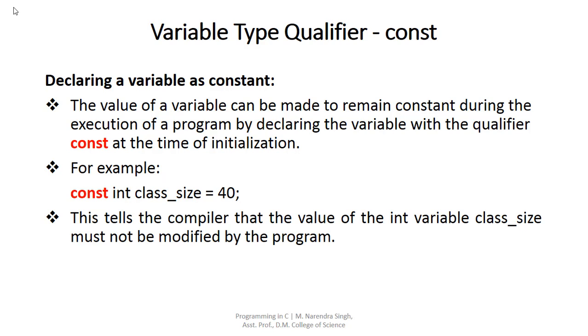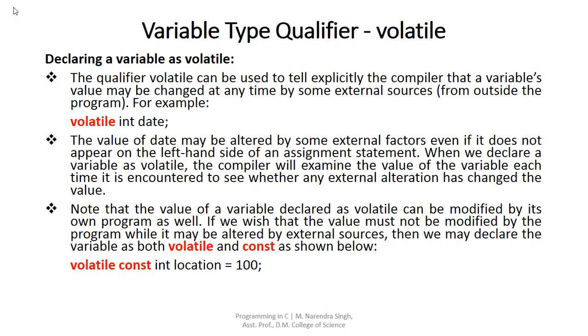This statement tells the compiler that the value of the variable class_size must not be modified by the program. Next, let us see the use of the variable type qualifier volatile keyword. The qualifier volatile can be used to tell the compiler explicitly that a variable's value may be changed at any time by some external sources from outside the program.